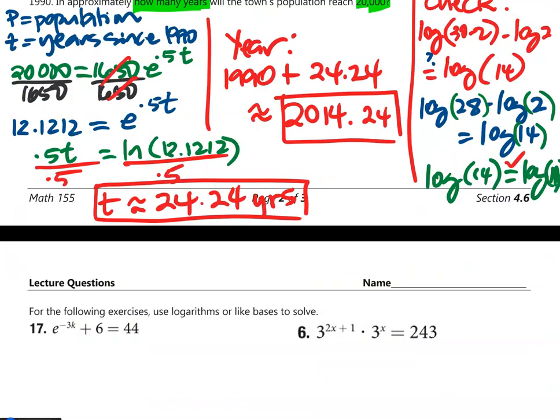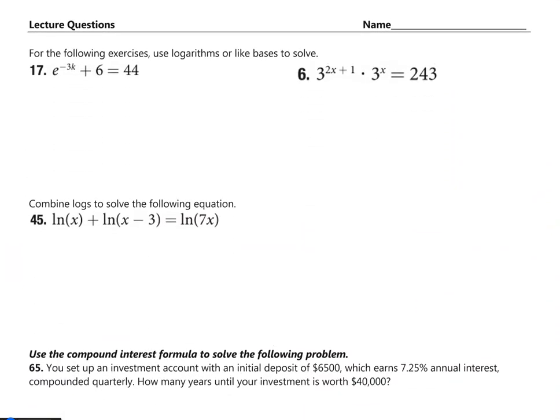All right. And the next is, let's have some lecture questions. The following exercises use logarithms or like bases to solve. 17 e to the power of negative 3k plus 6 is equal to 44. First one is subtract 6 from both sides. e to the negative 3k is equal to 44 minus 6, which is 38. And then we can rewrite this to log form.